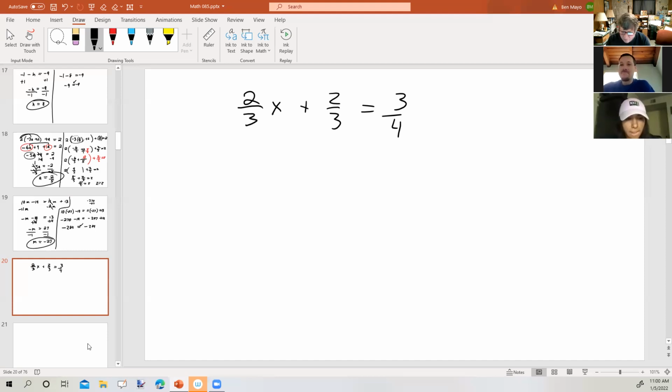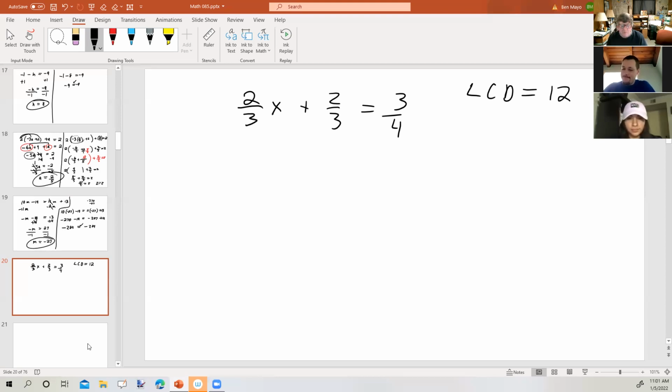The first thing we're going to do with this problem is get rid of all the fractions. Yay, fractions. To do that, we need to find the least common denominator of all the fractions. So I've got a 3 and a 4. Those are my denominators. So the least common denominator would be 12. Is everybody okay with where I got the 12?